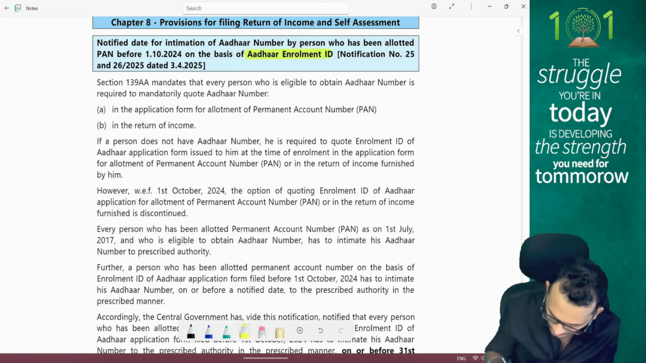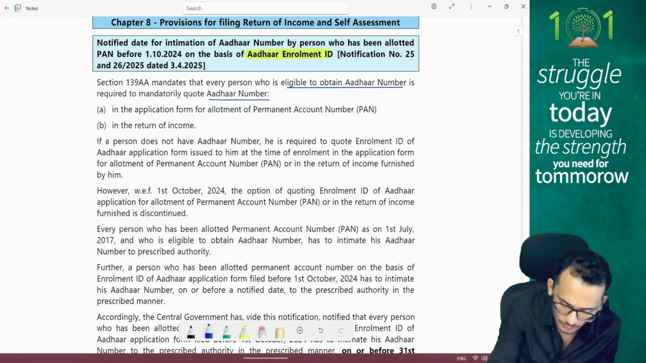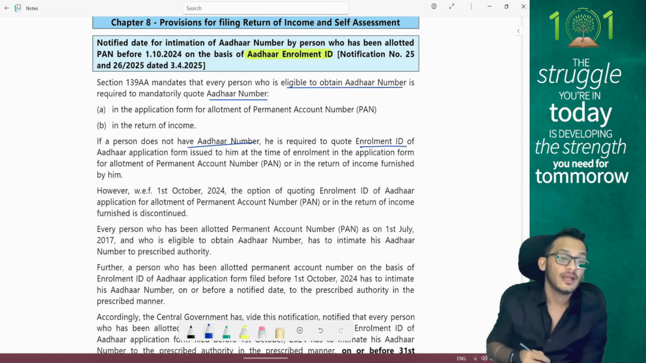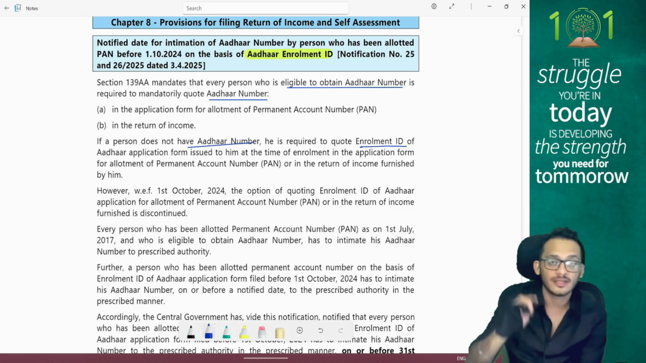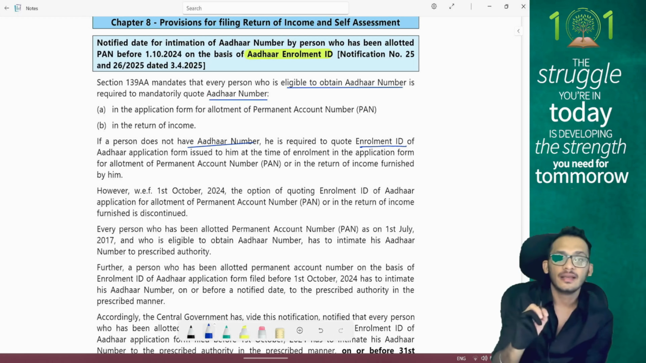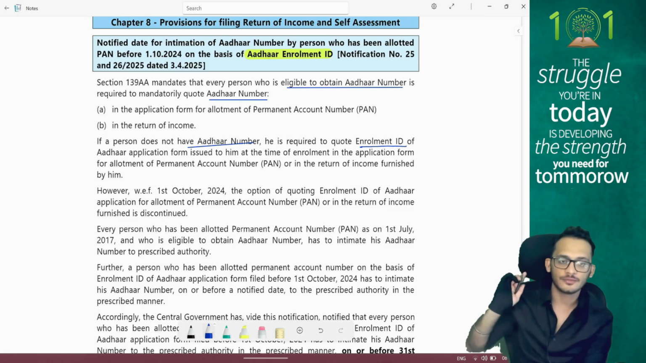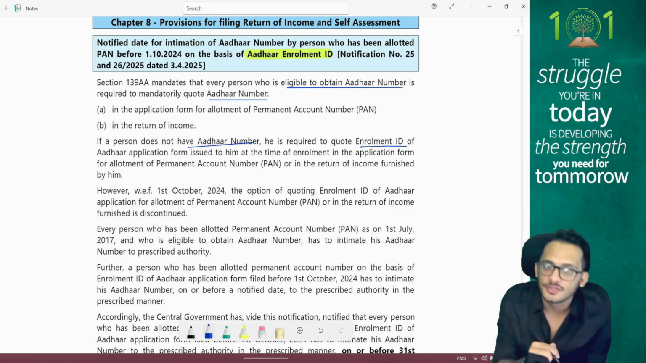It says, when it comes to section 139AA, every person who is eligible to obtain an Aadhaar number is required to mandatorily quote their Aadhaar number. If a person does not have an Aadhaar number, he can then quote his enrollment ID for the purpose of getting an application during Aadhaar. But at the same time, you have to ensure that this Aadhaar enrollment ID has to be updated with the Aadhaar number at a subsequent day. When the Aadhaar number comes to you, you need to mandatorily update your Aadhaar number inside it. That is what the provisions used to clarify.